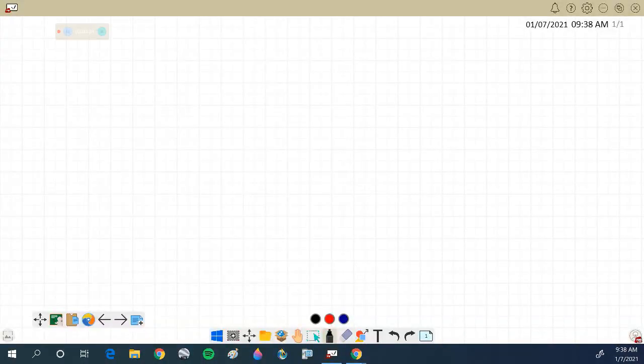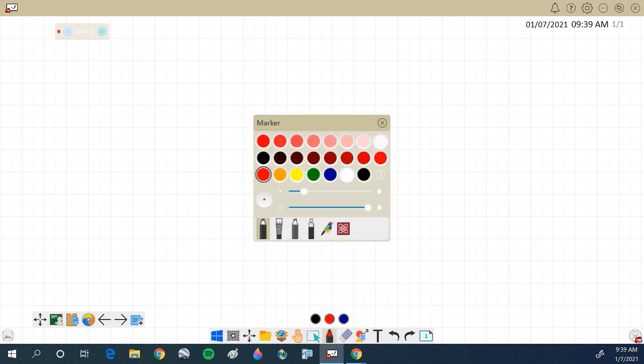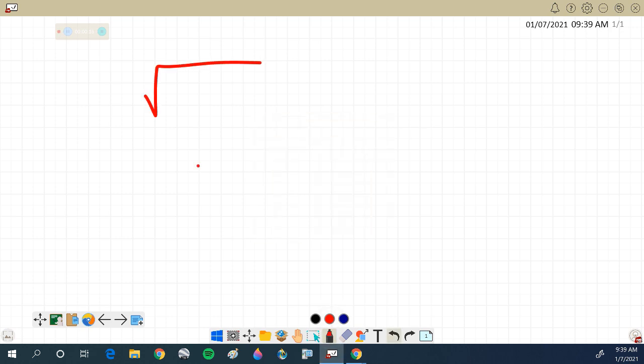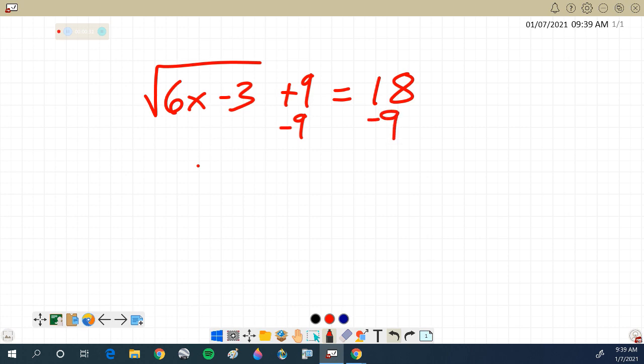We need to finish up instructions for 4.1. So I want to do two problems that are similar to what you did yesterday. If I had the square root of 6x minus 3 plus 9 equals 18, how do I solve this? I have to move the 9 first. And I get the square root of 6x minus 3 equals 9.